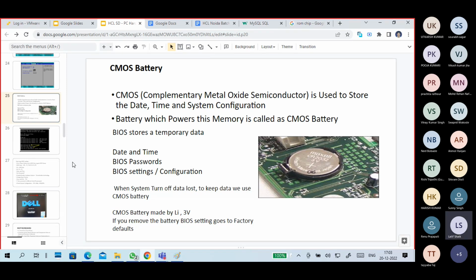Guys, this is called a CMOS battery. Do you understand up to now what BIOS settings is? Yes, sir. Okay, good. Guys, BIOS. One second. Class is there.